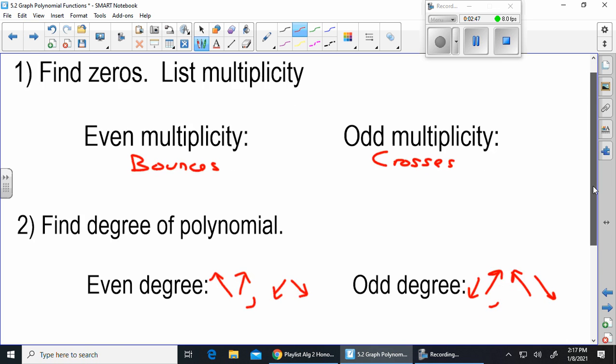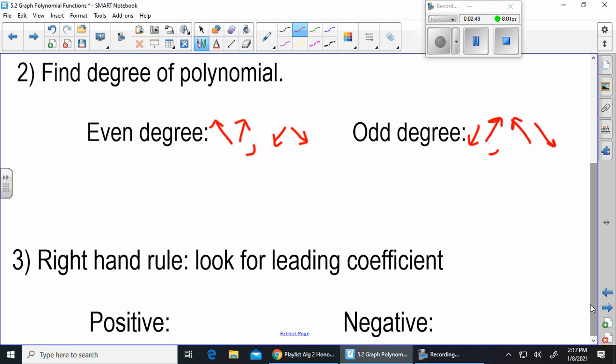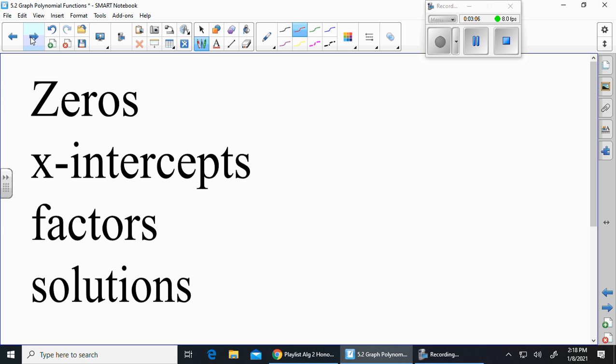Okay, but that's in factored form. That's really where the right-hand rule comes in, when it's a negative leading coefficient, positive leading coefficient, positive leading coefficient, negative leading coefficient. So we think of zeros, intercepts, factors, solutions, all those things are the same. They're just different names for the same thing.